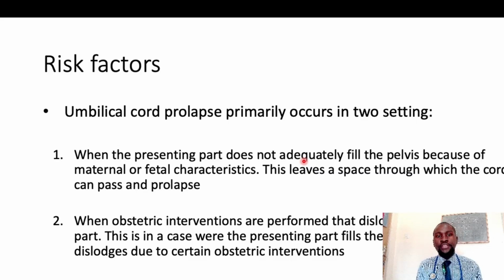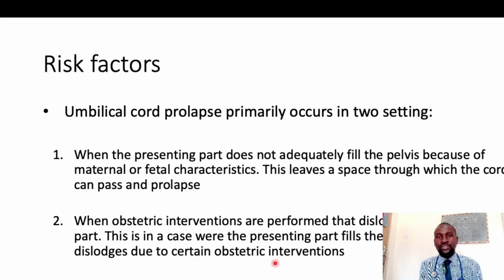The second scenario is when there are obstetric interventions. When certain obstetric interventions are performed, they can end up dislodging the presenting part. So this is a case where the presenting part fills the pelvis adequately, but because of what we are doing, because of our obstetric interventions, we end up dislodging the presenting part.